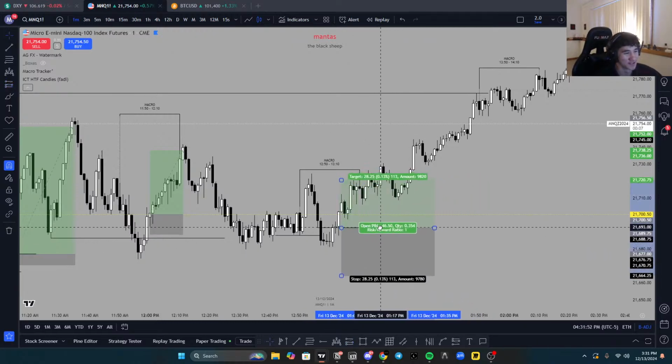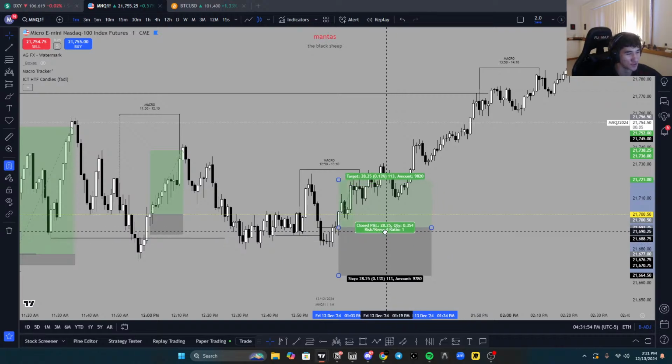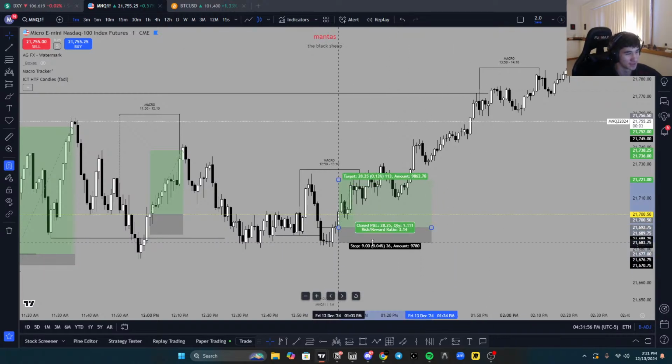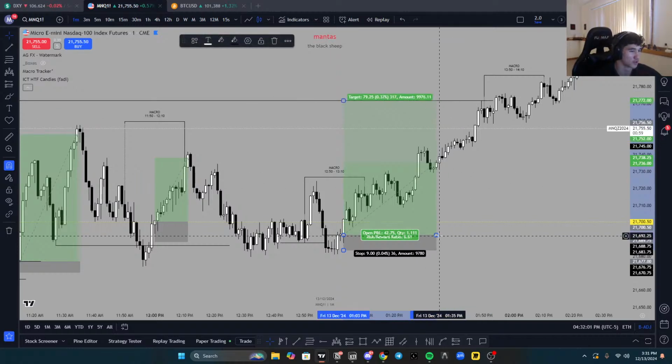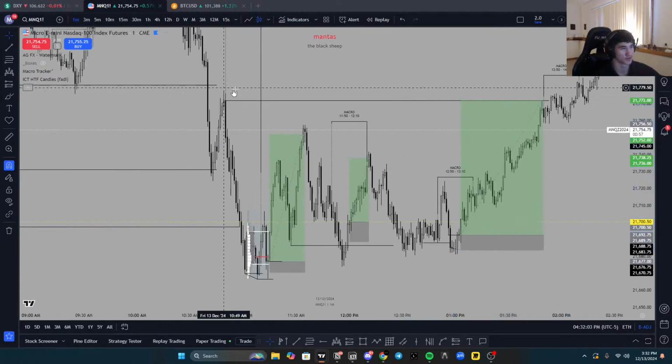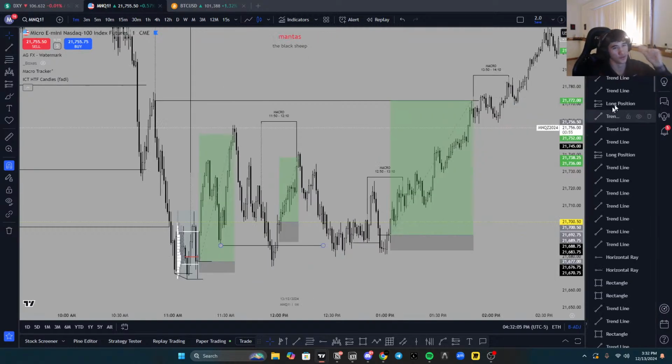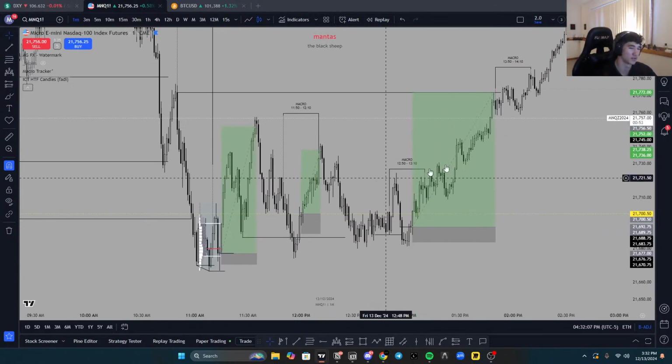Alright, but here we have this inversion. We close above it, as you can see, we retrace into it. Our stop loss would have been this low right here. And since you're outside of the time distortion, our take profit, the original take profit I was talking about, was right here. Beautiful, perfect, clean delivery right here.